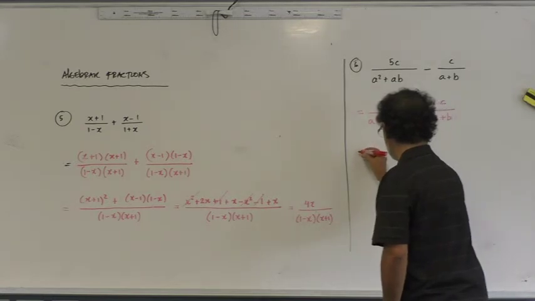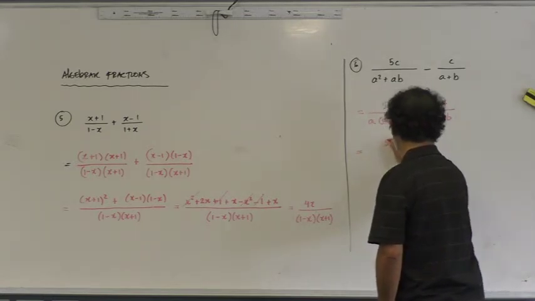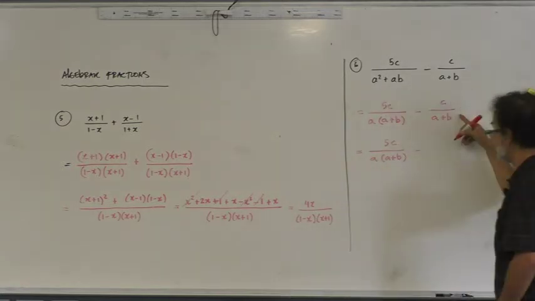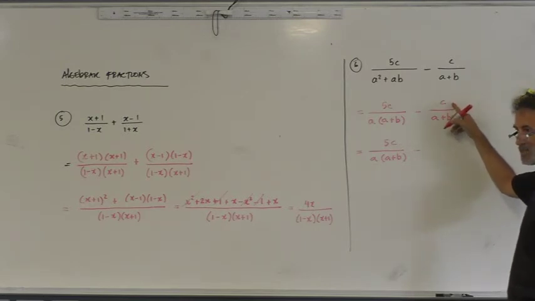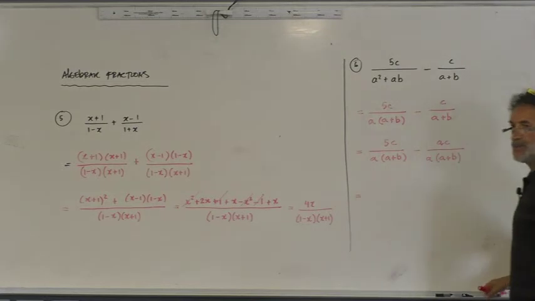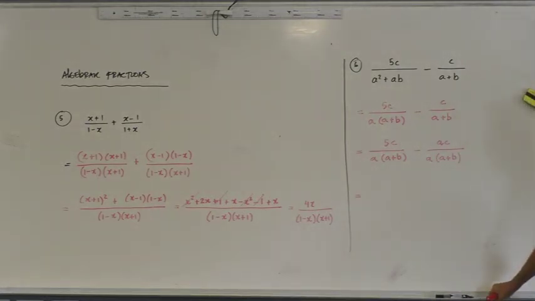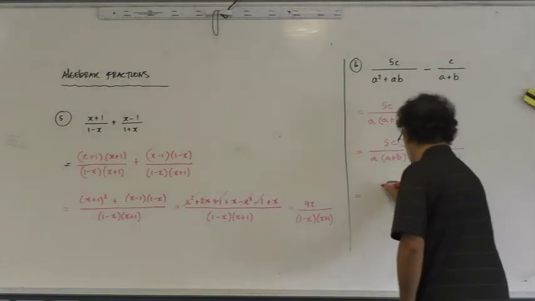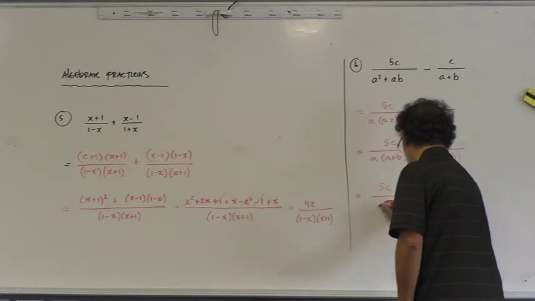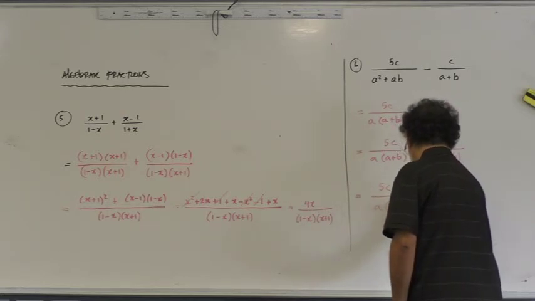So when you multiply, this one stays the same, so A plus B. But when you multiply this by A, then in here you're going to have AC. And the bottom now is A plus B. Do we have the same denominator? Yes. So that means that we can put them together. So we're going to have 5c minus AC all over A plus B.